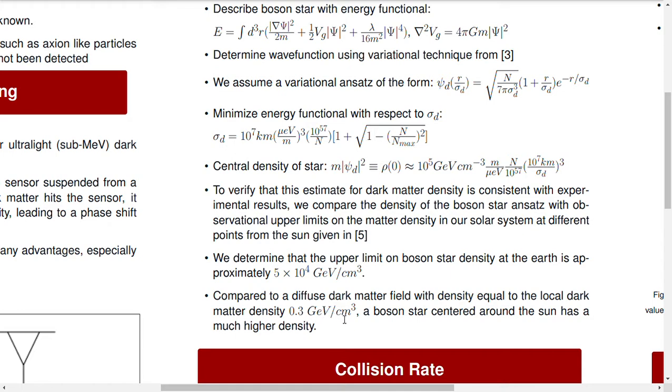GeV per centimeter cubed. A boson star centered around the sun has a much higher density, and since the force on the sensor is proportional to the square root of the dark matter density, this leads us to hypothesize that the signal that we could expect for this scenario would be much higher than for a diffuse field.